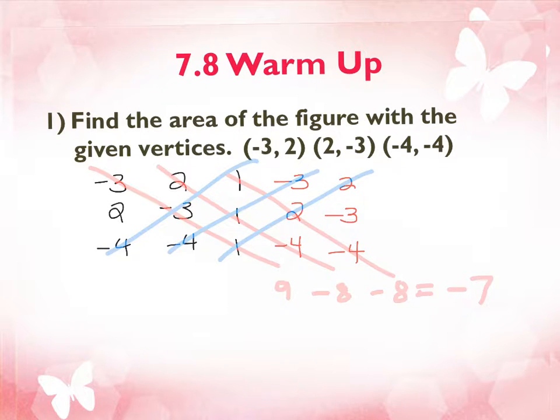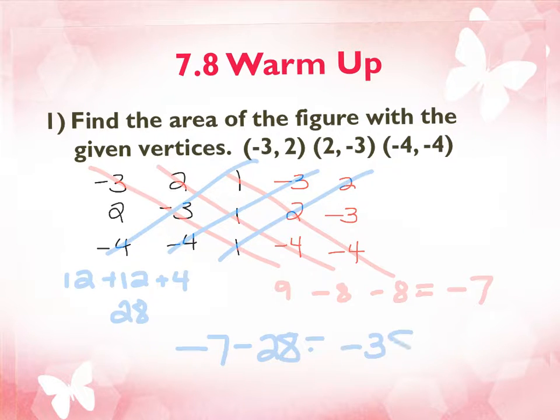1 times negative 3 times negative 4 is positive 12. Negative 3 times 1 times negative 4, positive 12. 2 times 2 times 1, 4. So it's 24, that's 28. Negative 7 minus 28 is negative 35.